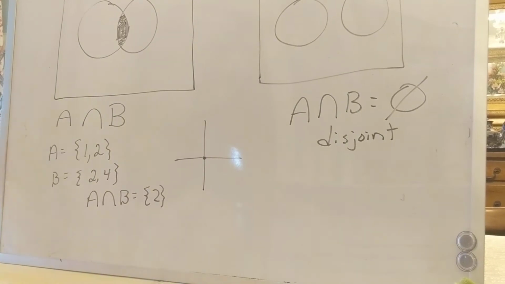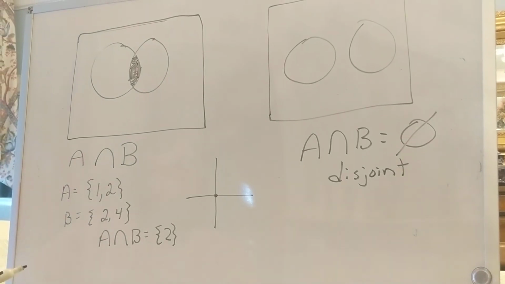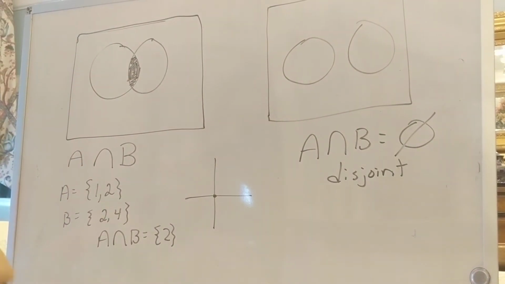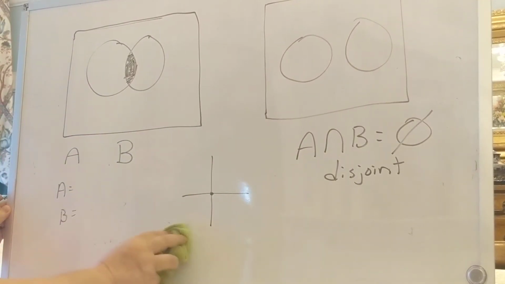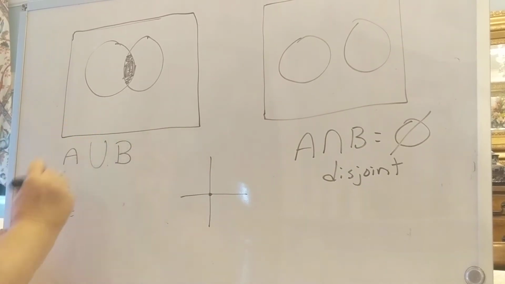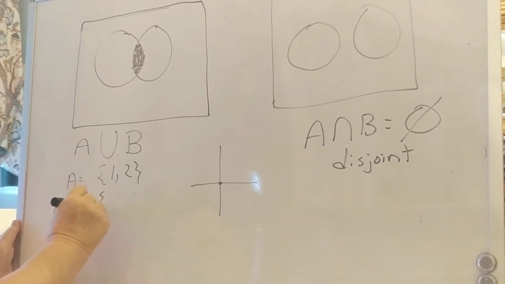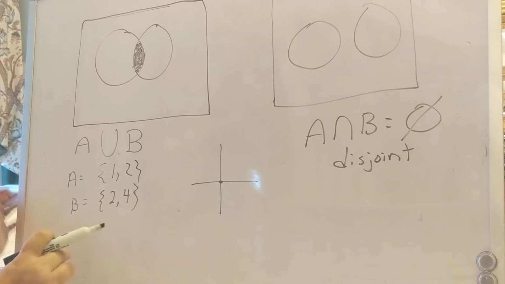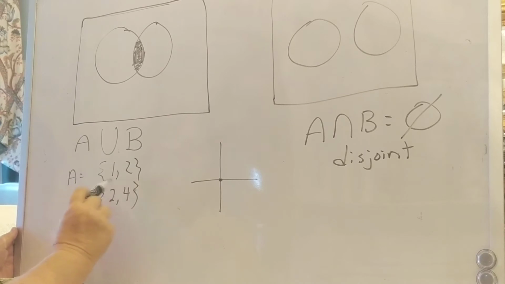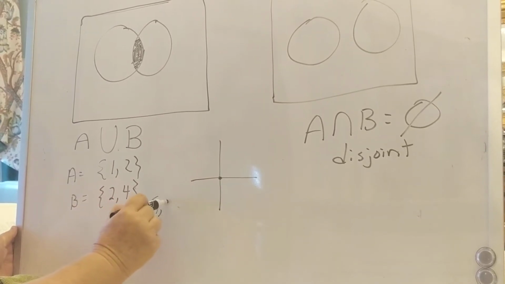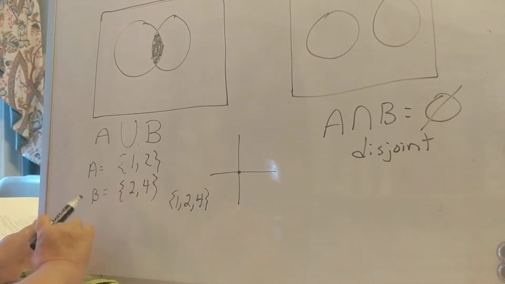All right. Now, let's look at the same sets here. This time we're going to talk about the union. And union has the symbol U. That's easy to remember for union. I'm going to put these back: 1, 2, and 2, 4. Union just means put them all together. So if I want to put these together, I've got 1, 2, and 4. There's no reason for me to list 2 twice. That's the union. Put them all together.